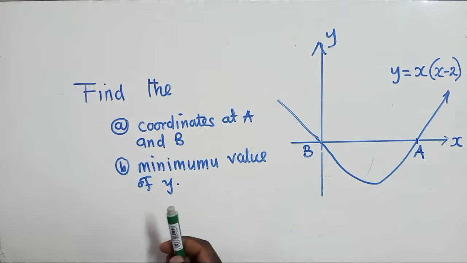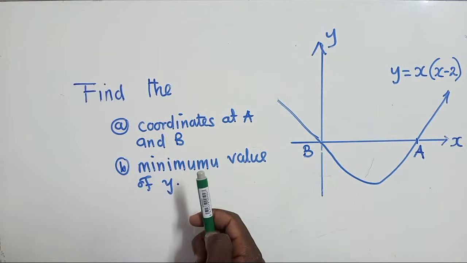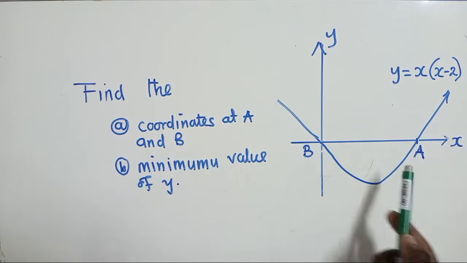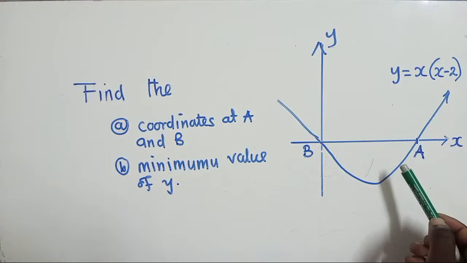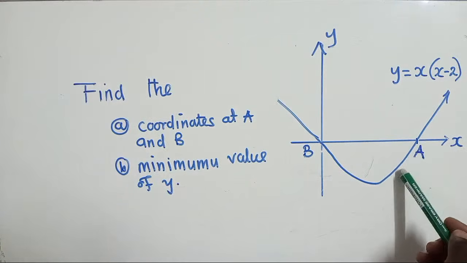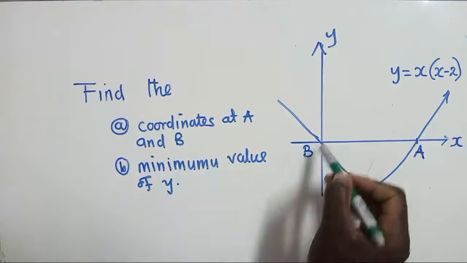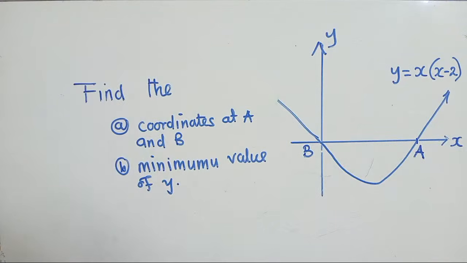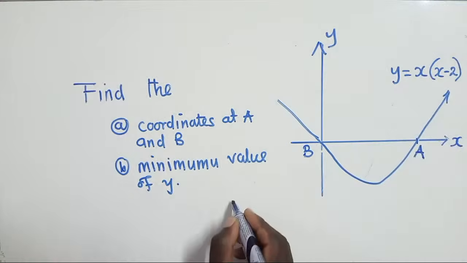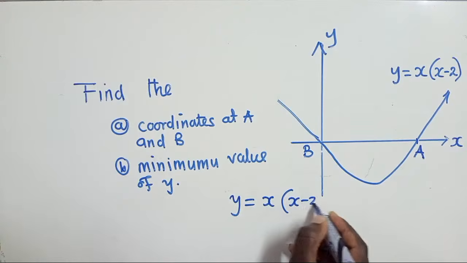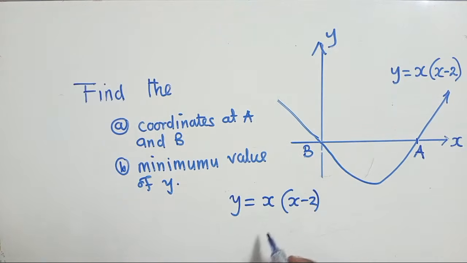All right, so the first thing here that must be coming to your mind is to check where A and B are. So they want us to find the coordinates. So here we are going to use what we call the x-intercept. This is the x-intercept, meaning it's cutting the x-axis at A and B. So we shall get the given function there, y is equal to x(x minus 2) inside the brackets. So once we get this, we equate it to 0.